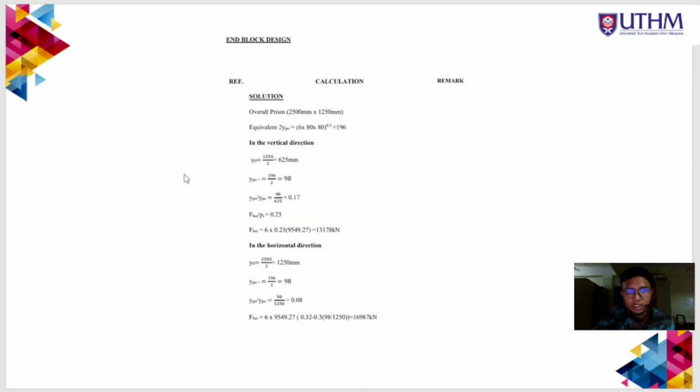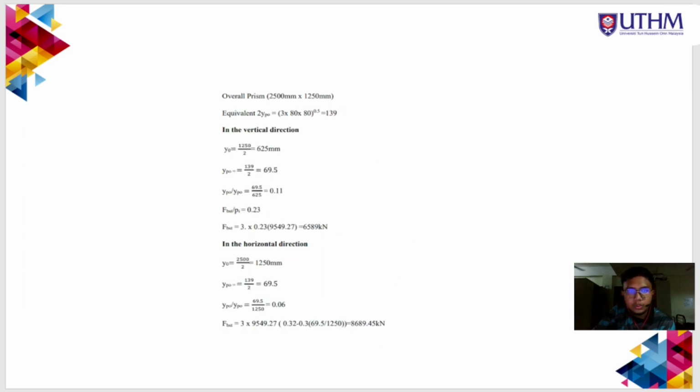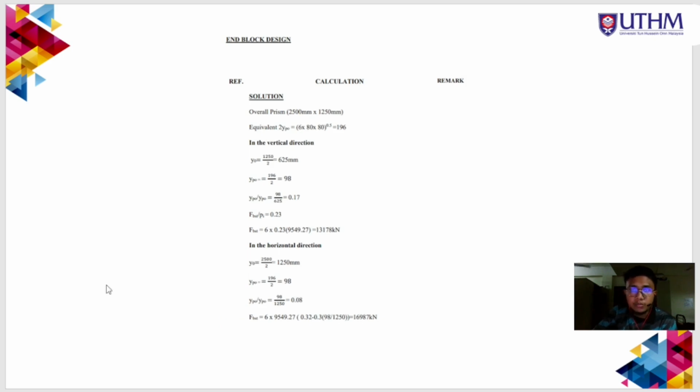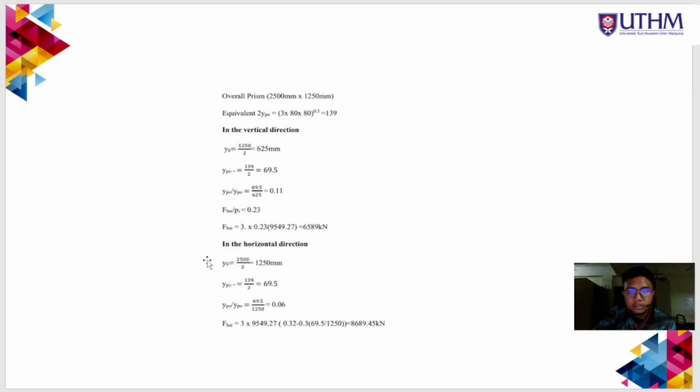So we move on to calculations. The calculation in the vertical direction gives the value of 13,178 kilonewton, and for the horizontal direction is 16,987. Our project is a sports career, so there are upper and lower positions. So the values are in the slide. Okay, that's all for me. Thank you.